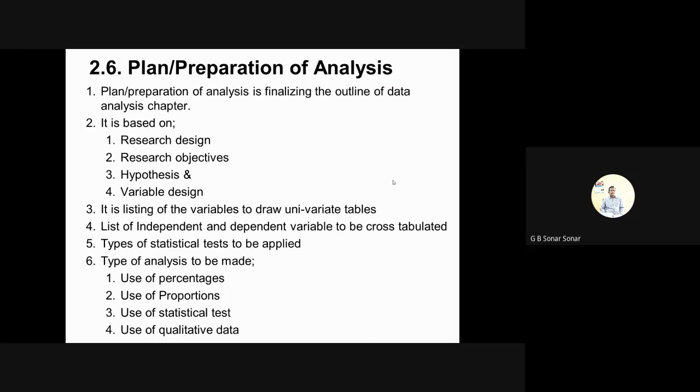Depending upon the design, objectives, hypothesis, and variable design, statistical tests are applied. And use of qualitative data, more particularly in social work research: we should complement the quantitative data with qualitative data, in the form of presenting case studies and presenting summaries of focused group discussions.